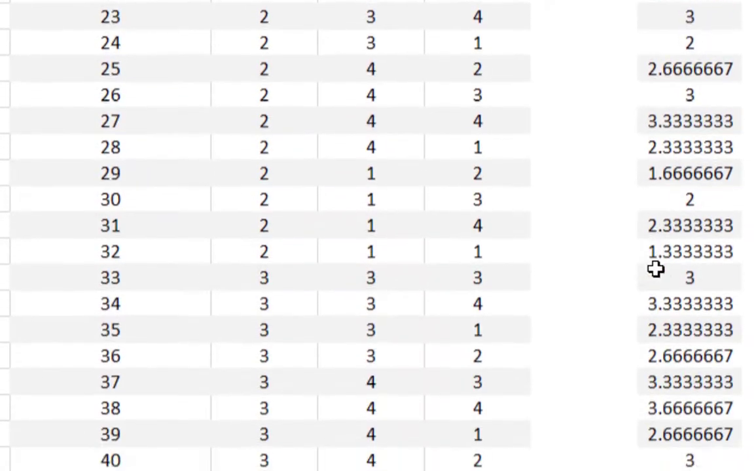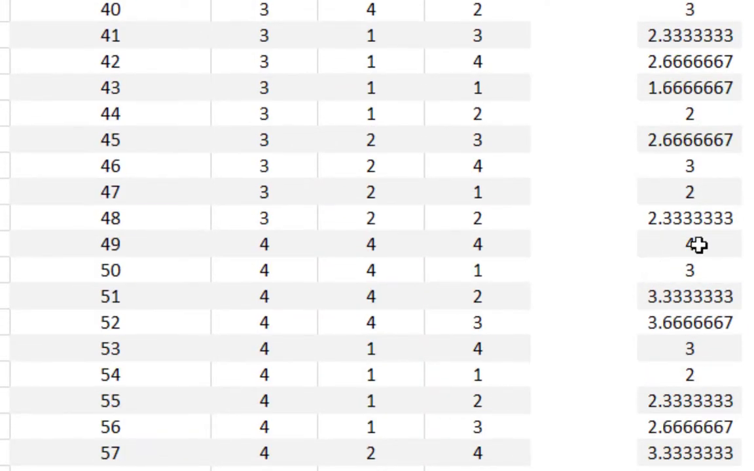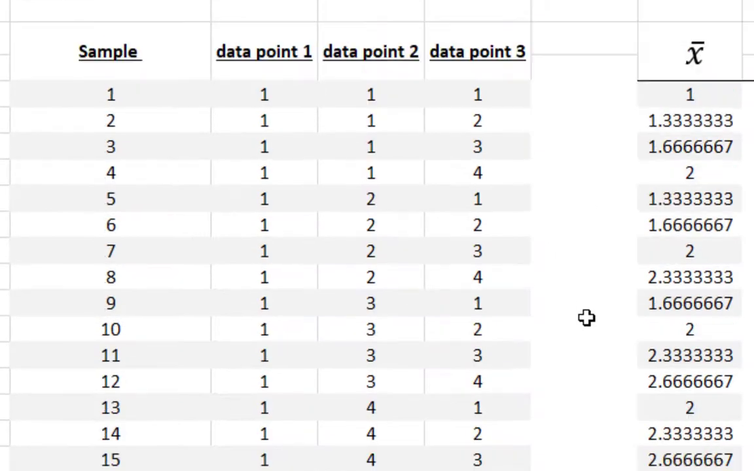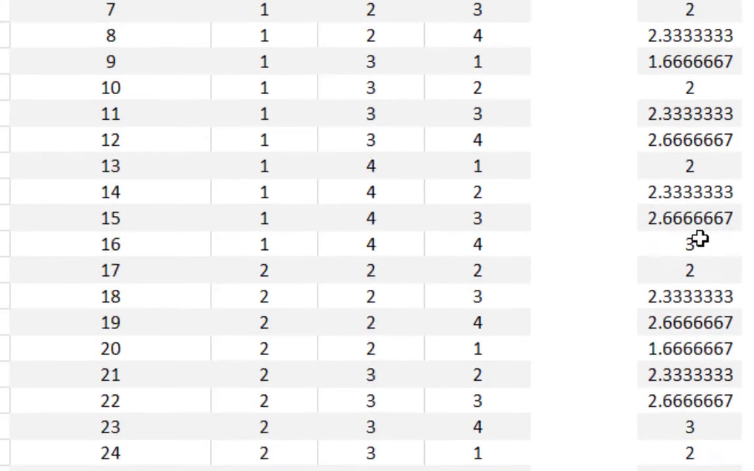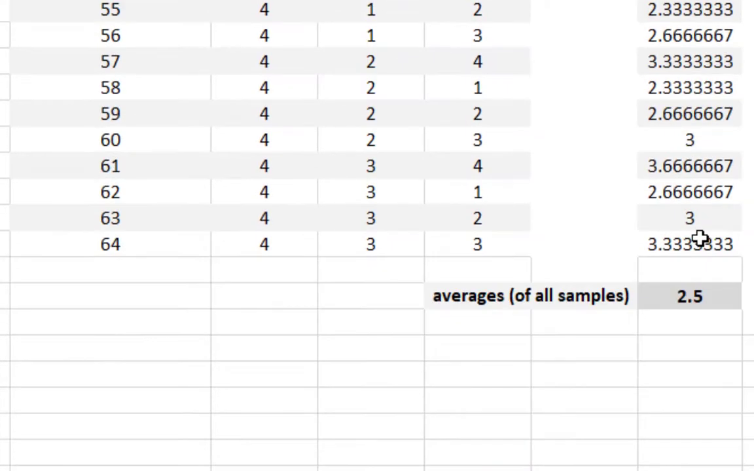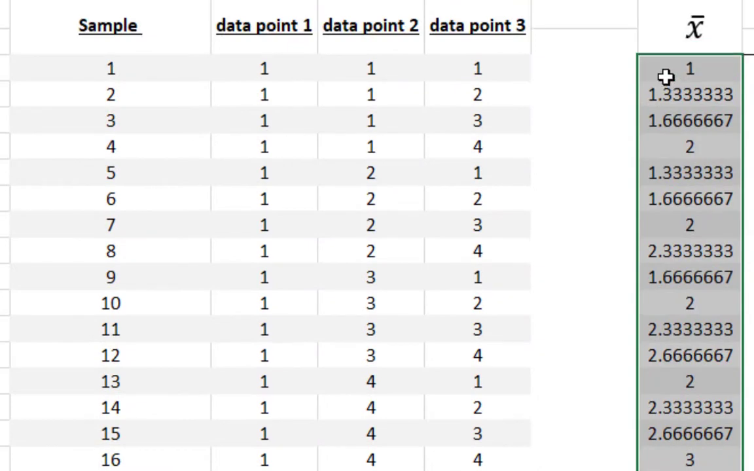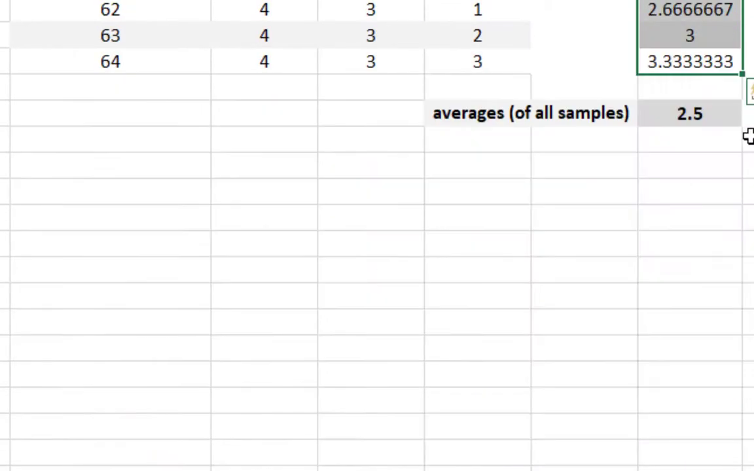The largest sample average down here is going to be a 4 when it's all 4s. There it is right there. So all the sample averages are between 1 and 4. And there's the distribution of all of them. Now what I've done under that is I've actually taken the average of all those sample averages. I added all these up and divided by 64, because there's 64 of them. And the number I got was 2.5.